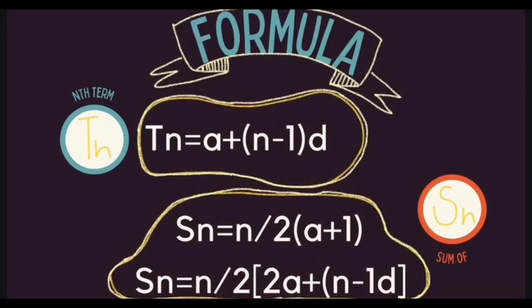Next is the formula used in the arithmetic progression. The first formula is Tn equals a plus (n minus 1)d, which can be used to find the nth term, while the second formula, which is Sn equals n over 2 in a bracket (a plus l), close the bracket. Or you can also use Sn equals n over 2 in a big bracket 2a plus in a bracket (n minus 1) times d, to find the sum of the n terms.